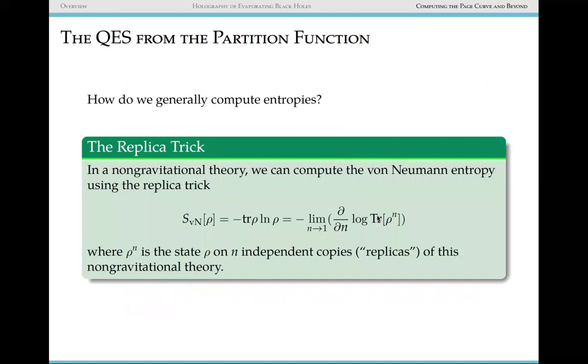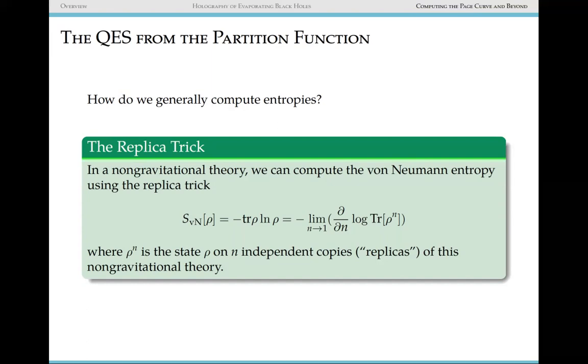Okay, so a little bit more in detail. How do we generally compute von Neumann entropies? We use Renyi entropies more generally. In a non-gravitational theory, there's a very standard way to do this. It's called the replica trick. Again, to remind you, the von Neumann entropy is minus trace of rho log rho, which we can rewrite in this way.